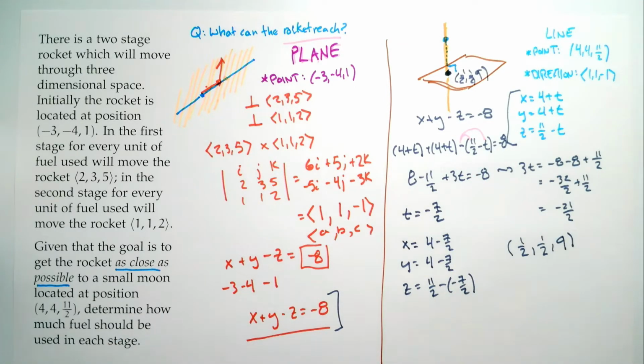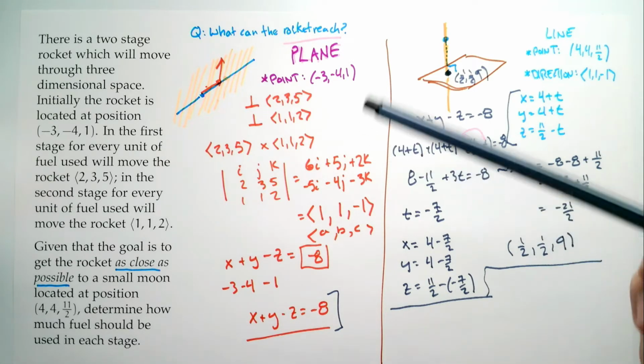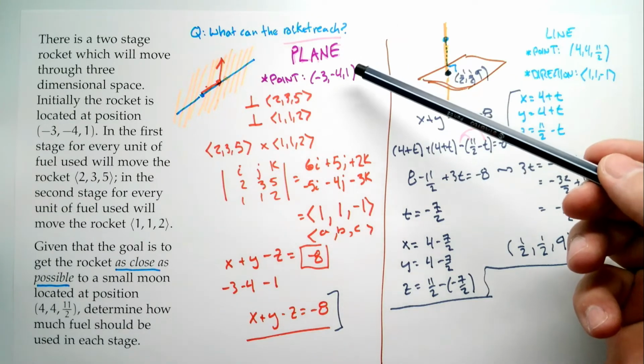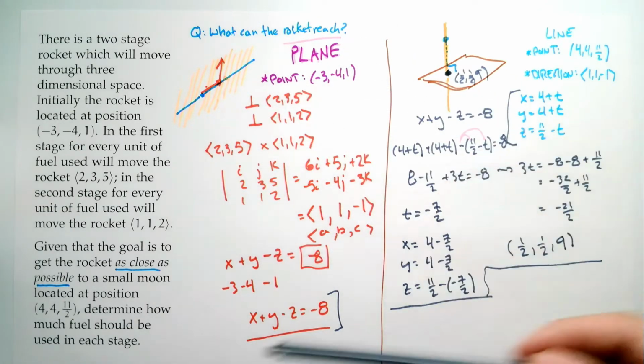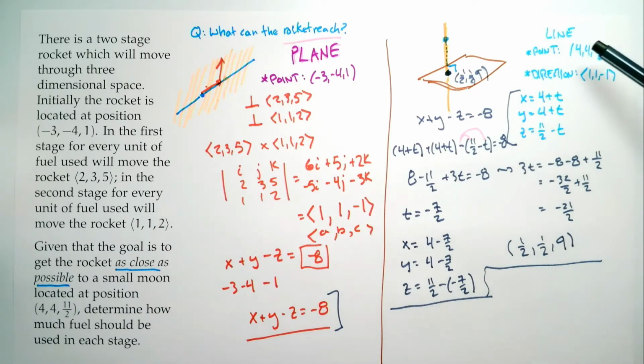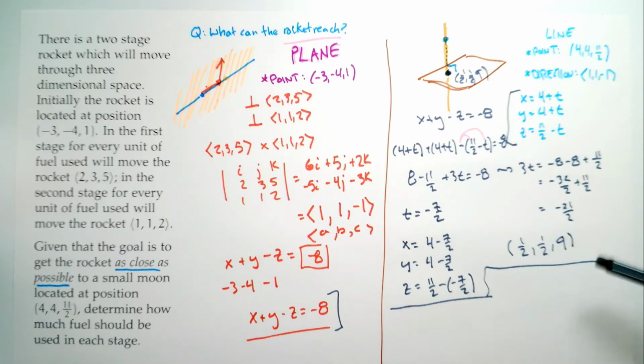All right, so we've made progress. Now, are we done? No. What we've done so far is we've now figured out where we need to get the rocket to. So the last thing to do is say, okay, let's review where we're at. We said, look, where can the rocket get to? Well, the rocket can get to anything on this plane. Then we said, let's figure out which part of the plane we should actually get to. And now we figured that out.